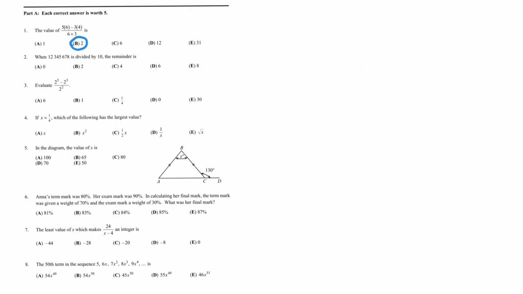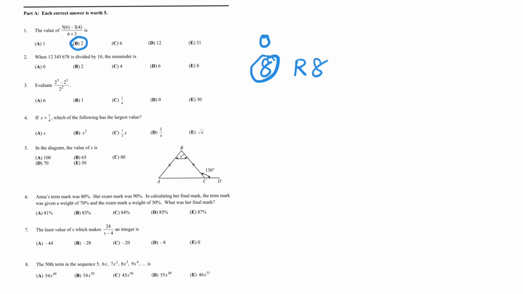Number 2. 1, 2, 3, 4, 5, 6, 7, 8 is divided by 10. The remainder is? The divisibility by 10 rule is that the ones digit is 0. This number's ones digit is 8. When divided by 10, the remainder is 8 because the ones digit is 8.